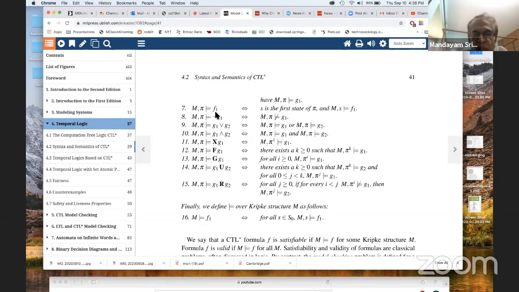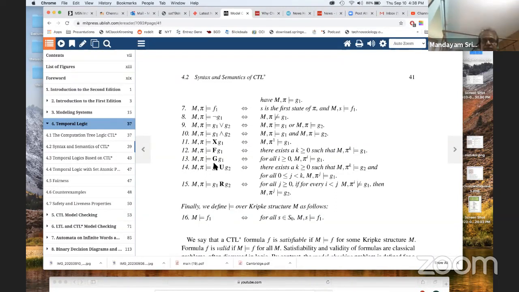This is the case where F1 is a state formula, but interpreted as a path formula. In that case, it's true of pi if it is true of the first state. And M of pi, similarly, not of G1 is true if it is true of those paths for which G1 does not hold. Similarly for or and and. It is true of those paths when either of them or both are true, and for and, both of them have to be true.